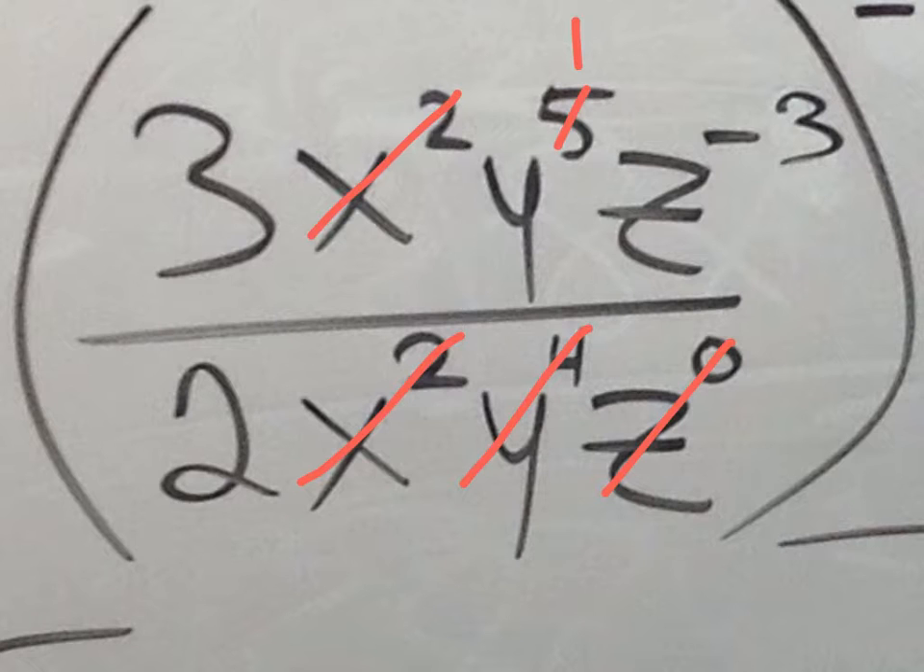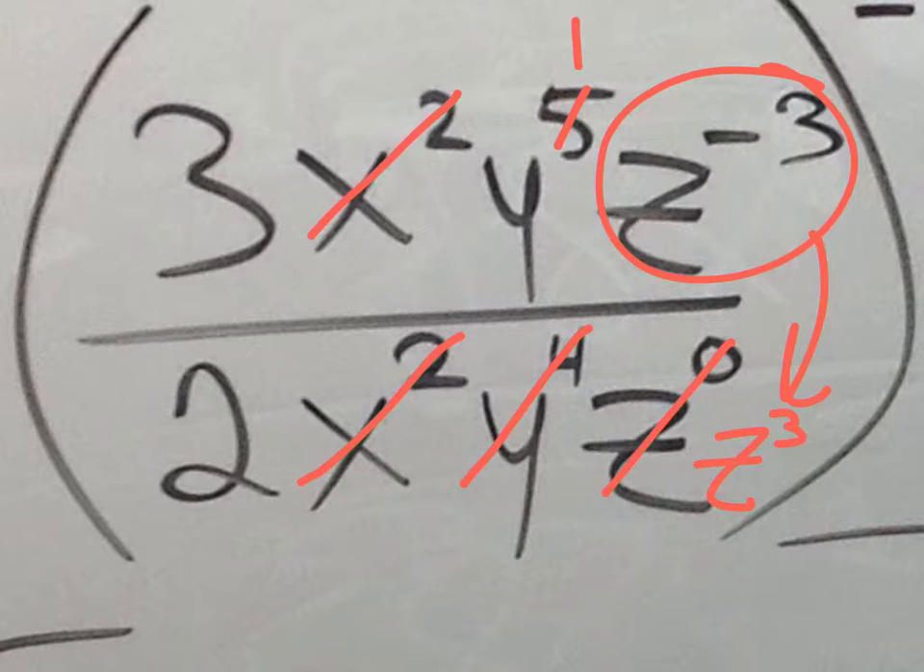And what about that z to the negative 3? I need to grab that z to the negative 3 and move it down. Okay, and that's going to become z to the positive 3. So since I already wrote it down there as z to the positive 3, I want to just scratch it out so I don't get confused.